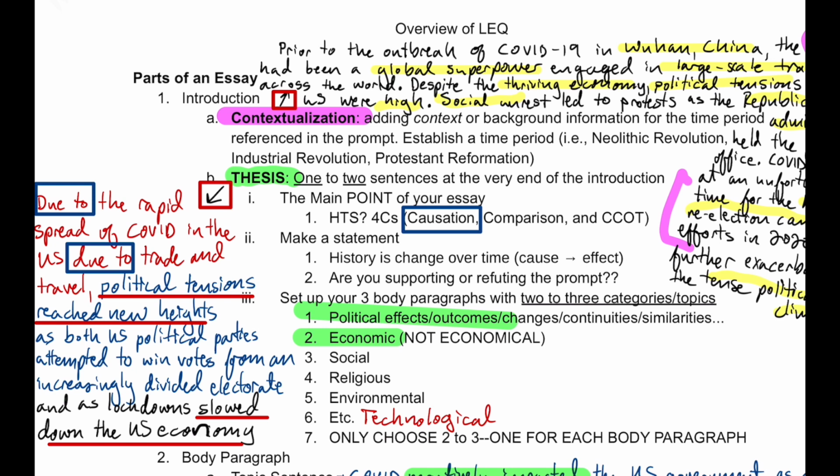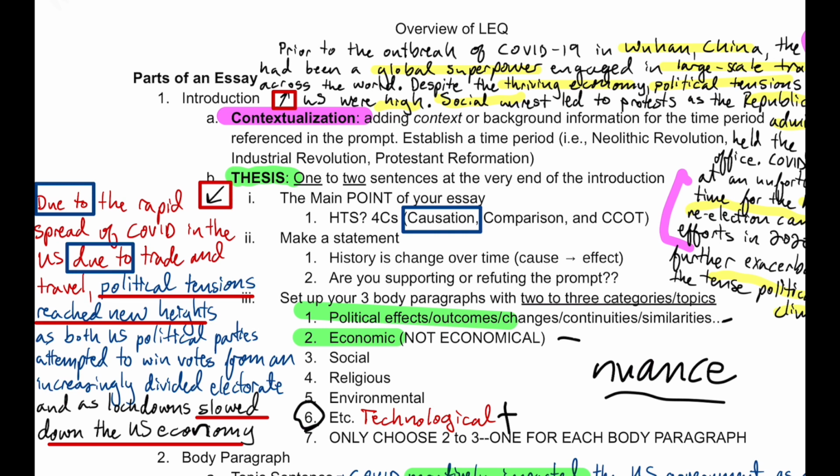If I wanted to add in a third body paragraph to try to go for that complexity point, I might look at technological effects, in terms of an expansion of technology. So this could be more positive to counter the more negative and thus move me closer to complexity with the nuance of the argument. It's not all bad or all good. Instead, it's a mixture of the two.